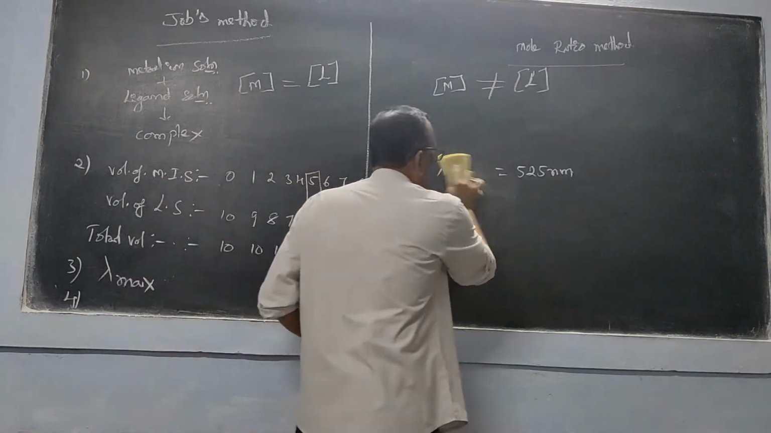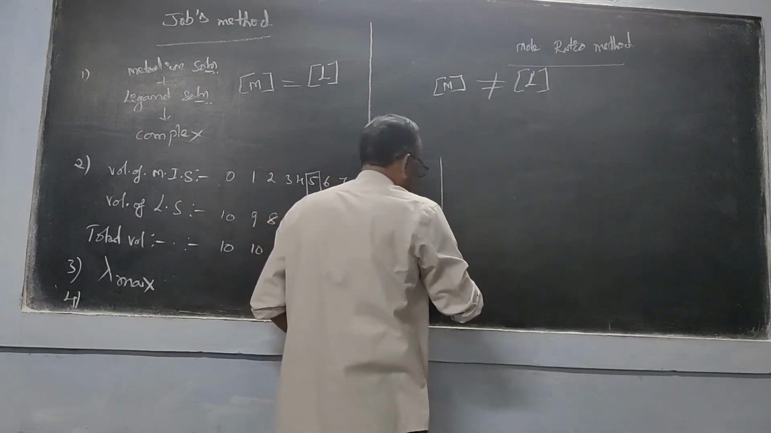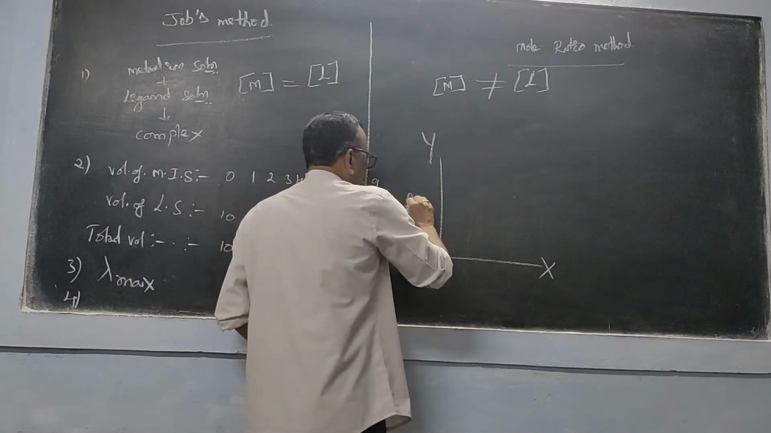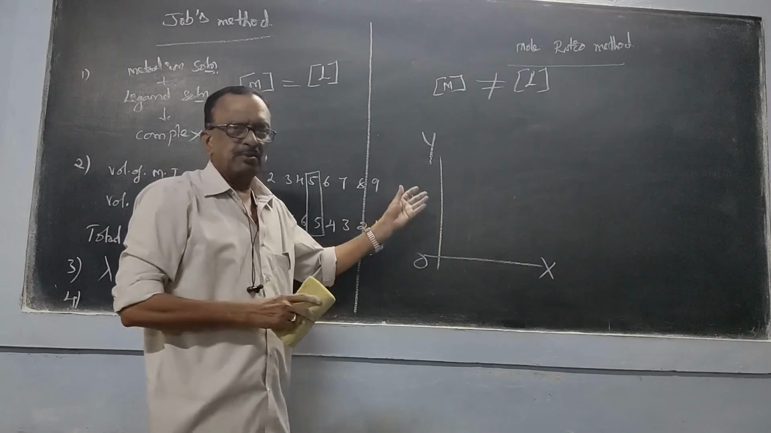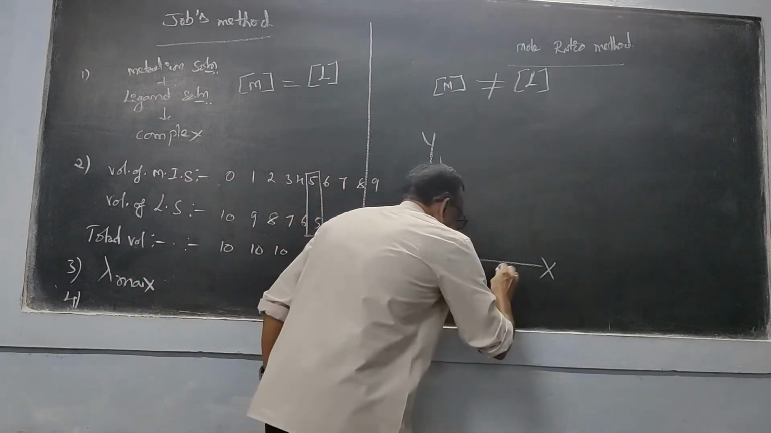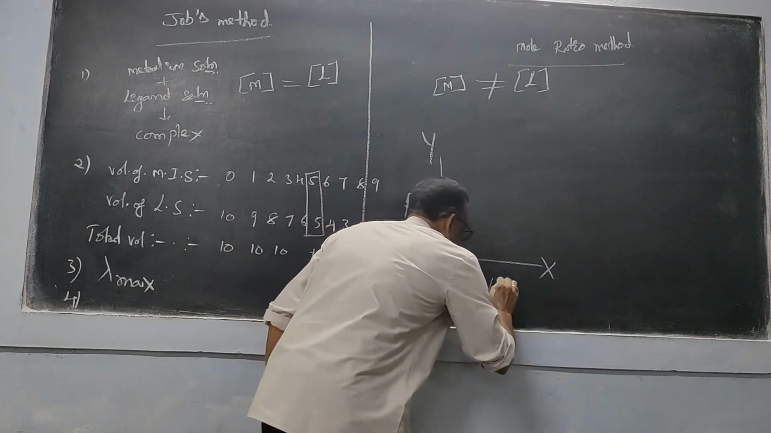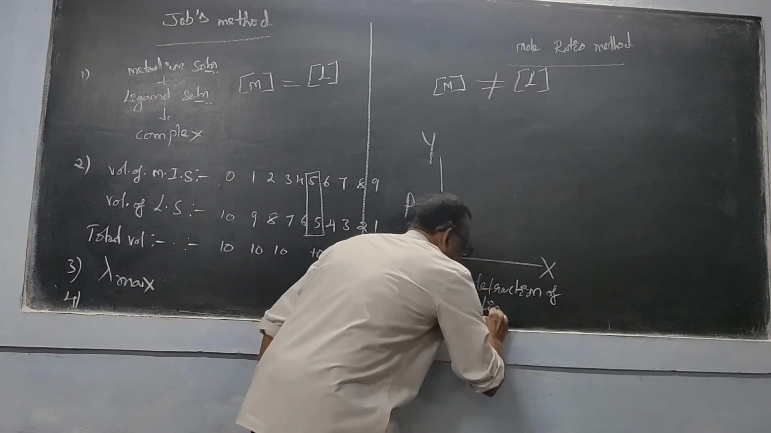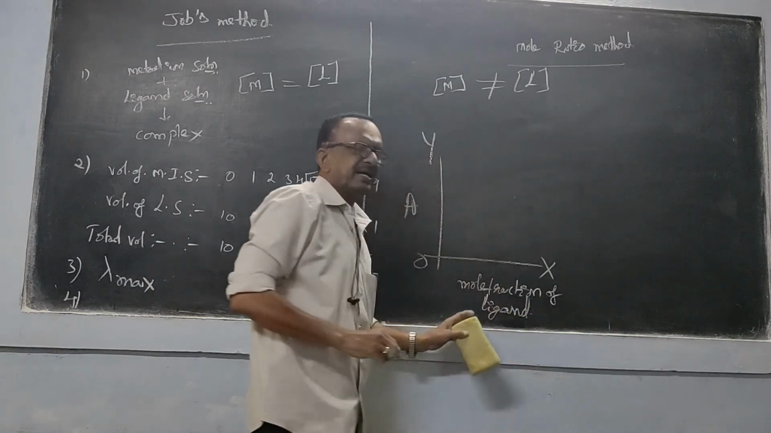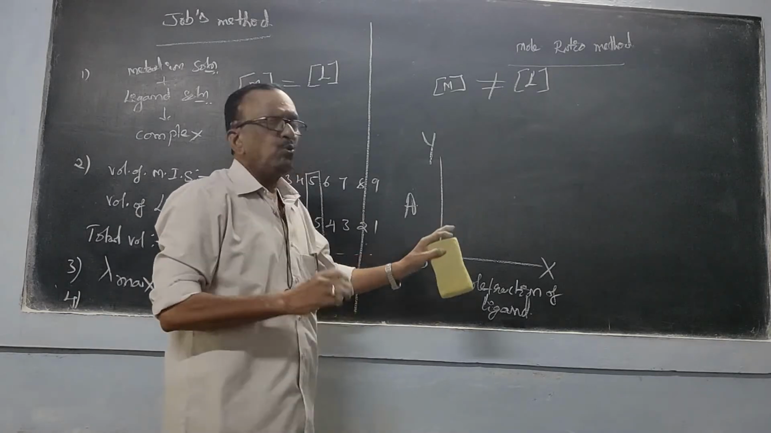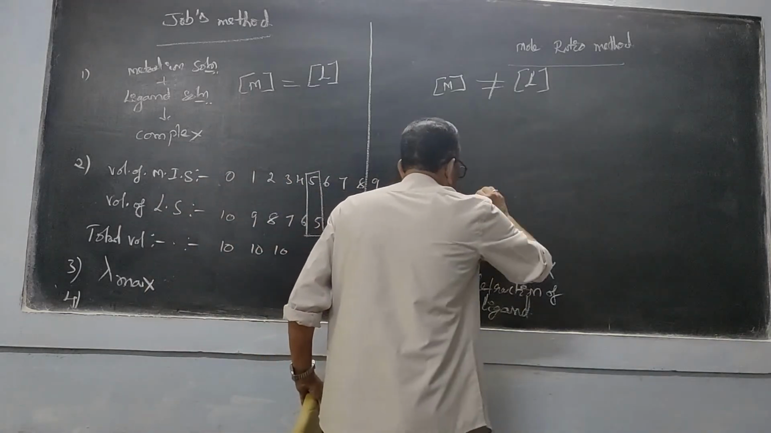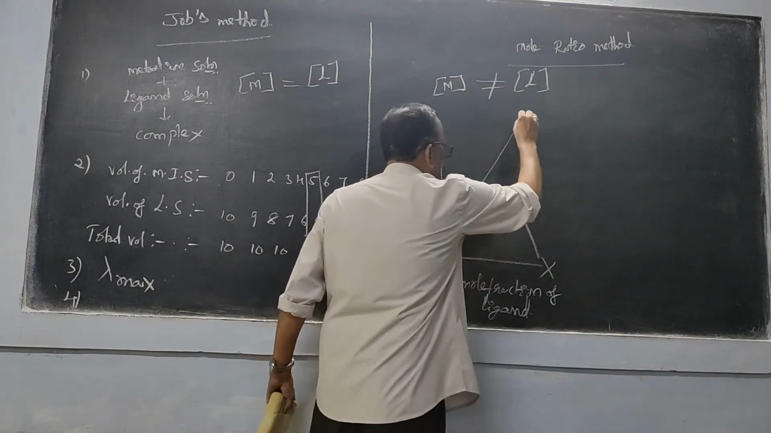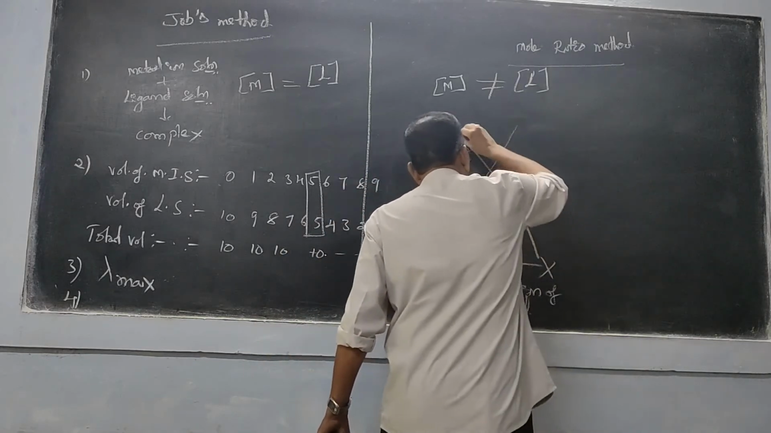Now we have to plot a graph, with 0 at the origin, x-axis and y-axis. On the y-axis we are taking absorbance itself. On the x-axis we are taking the mole fraction of the ligand solution. Now we get a graph like this, the same kind of graph. Now extend it like this, then it will meet at a point.